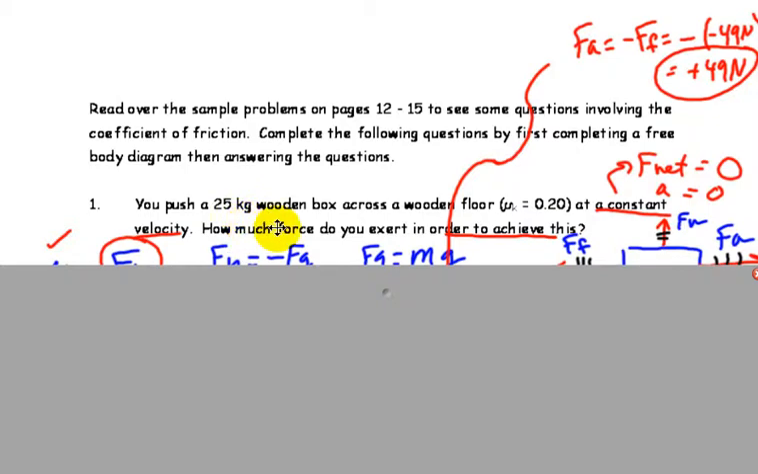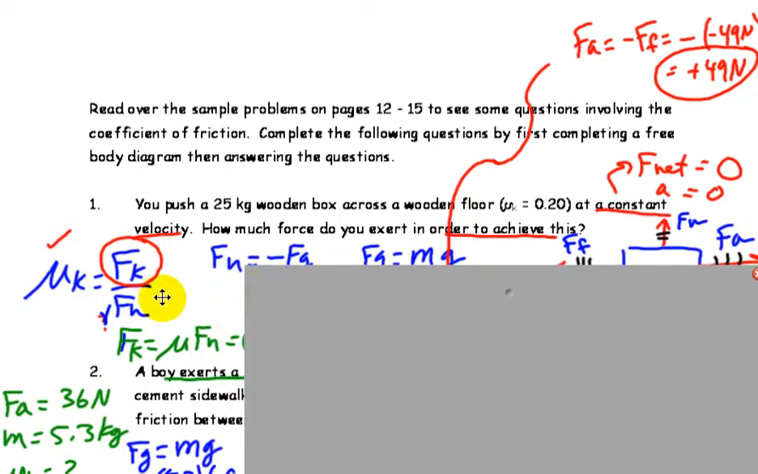You push a 25 kilogram wooden box across the floor. We're told that the coefficient of kinetic friction is 0.2, so the ratio of the force of friction to the normal force is 0.2 for the wooden box on the wooden floor. Now it's being pushed at a constant velocity. So if it's being pushed at a constant velocity, that means that there's no acceleration, so the net force must be 0. Okay, so the friction force and the applied force must be equal and opposite. Now it says here, how much force do you exert in order to achieve this?